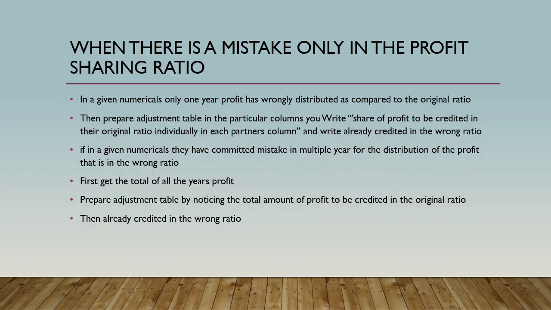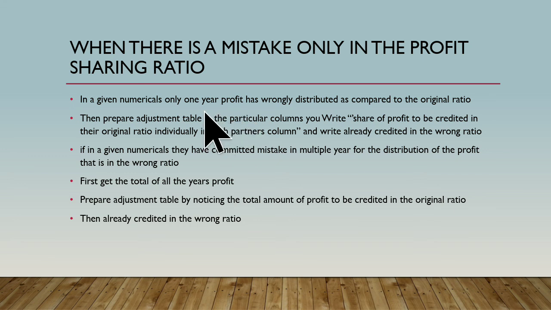Right? Next. When there is a mistake only in the profit sharing ratio, in some questions we will find the mistake is only in the profit sharing ratio. Let us assume in a particular year, 2020, they earned a profit of 5 lakh, and the original profit sharing ratio agreed between the partners is 2:1. But what they have done is distribute the profit in 1:3. In that situation, you will write a direct adjustment table: rupees 5 lakh to be credited as SOP in 2:1, that is 2 lakh, 1 lakh. Already credited rupees 5 lakh in 1:3, that means 1 lakh, 3 lakh. Now compare. First you write the original amount to be credited as SOP, then already credited as SOP.